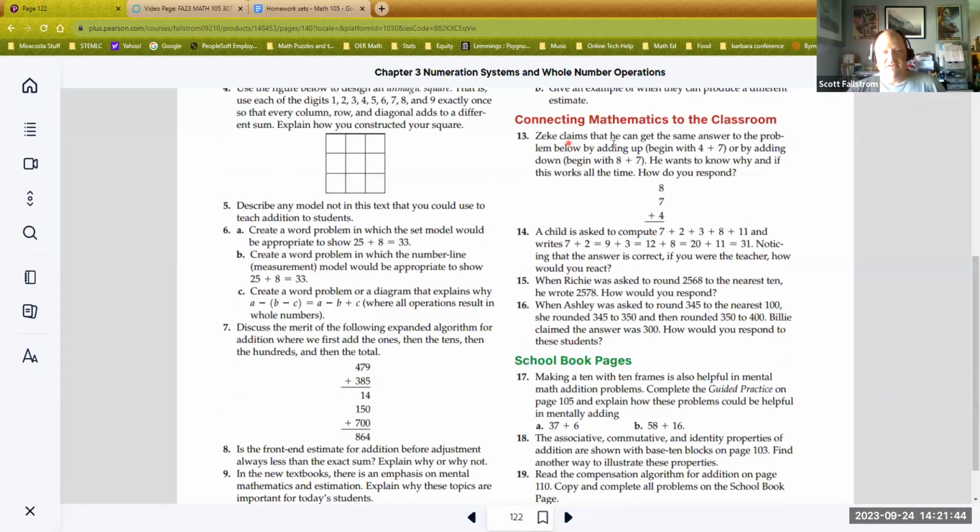So Zeke claims he can get the same answer to the problem by beginning with the 4 and the 7 and adding down as by beginning with the 8 and the 7 and adding up. So adding up or adding down.